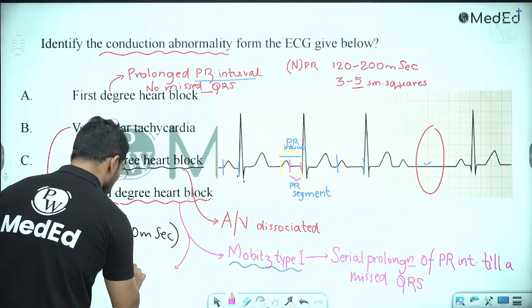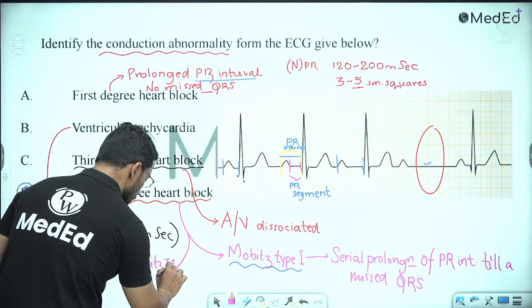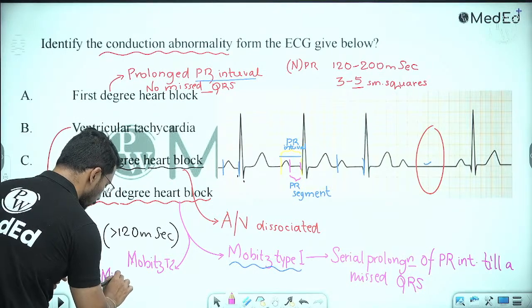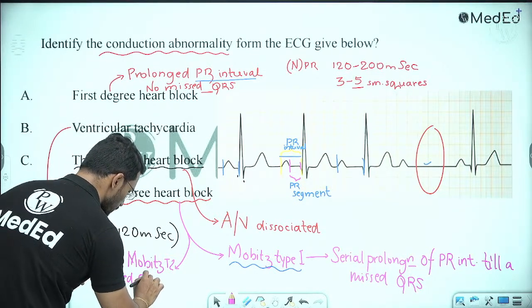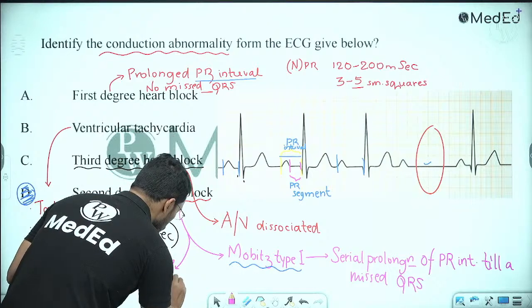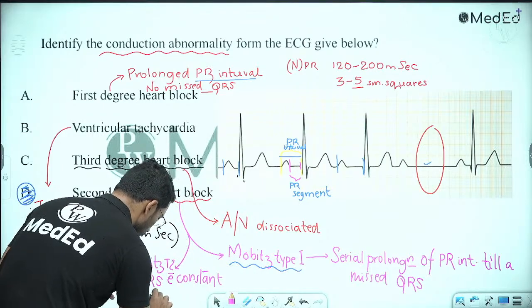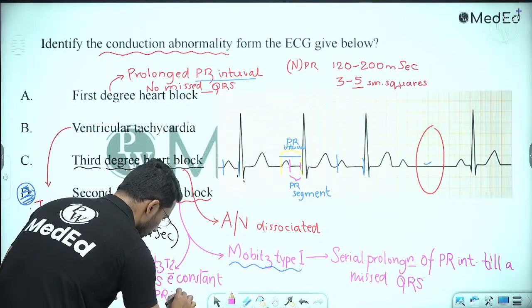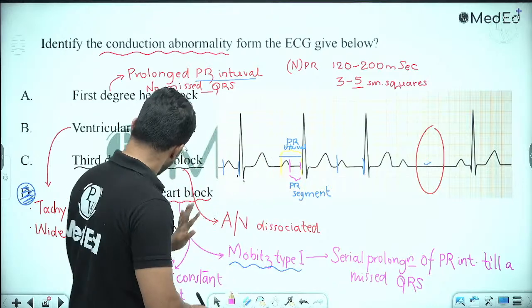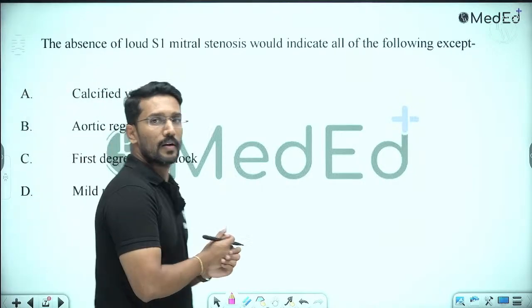Okay. Now before I move to the next question, let me also tell you what do I see in Mobitz type 2, right? We also have a Mobitz type 2. Now what do we see in Mobitz type 2? In Mobitz type 2, there will be missed QRSs, just like how we see in Mobitz type 1, but there will be no serial prolongation of the PR interval. The PR interval will be constant. So obviously this ECG doesn't fit into it because there is serial prolongation of the PR interval. So it's not Mobitz type 2, but it is certainly second degree heart block, and that's my answer for the question. Okay, now let's move to the next question, guys.